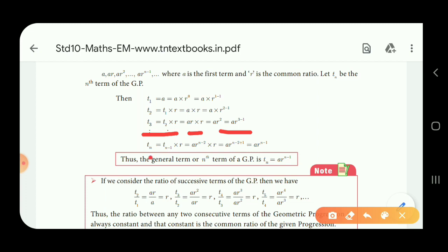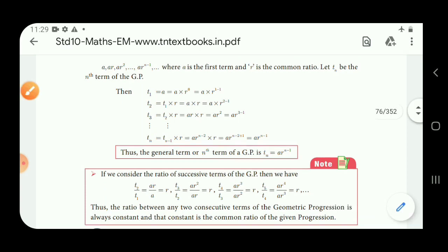This continues likewise. The last term Tn is Tn minus 1 into R, since the third term came from T2. So Tn minus 1 is AR power n minus 2, into R, which gives A into R power n minus 1. This is the general form, or general term, or nth term, of a GP: Tn equals AR power n minus 1.